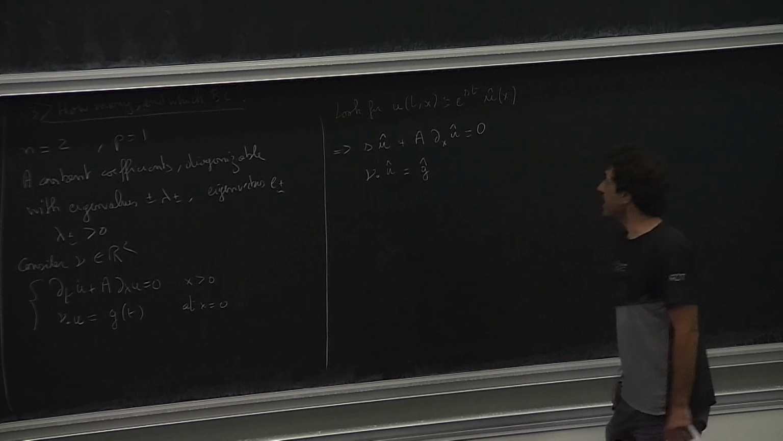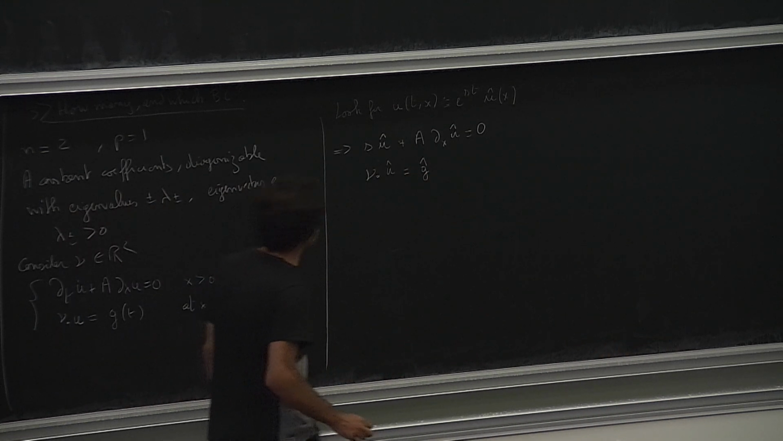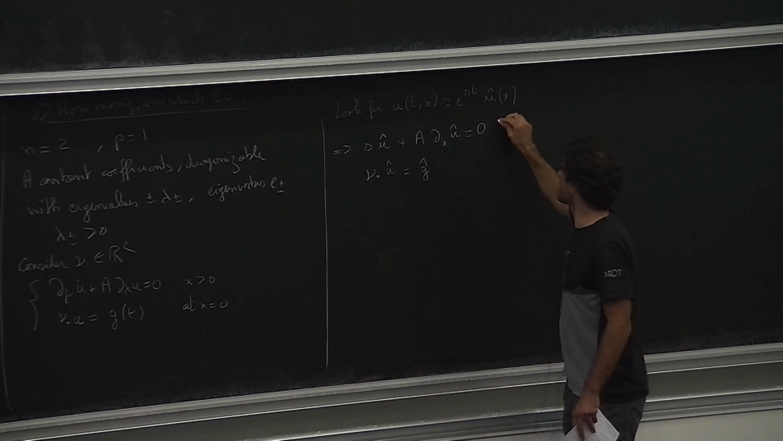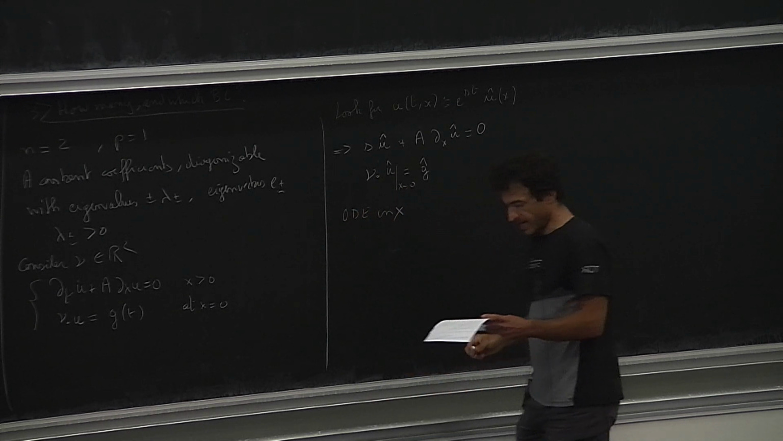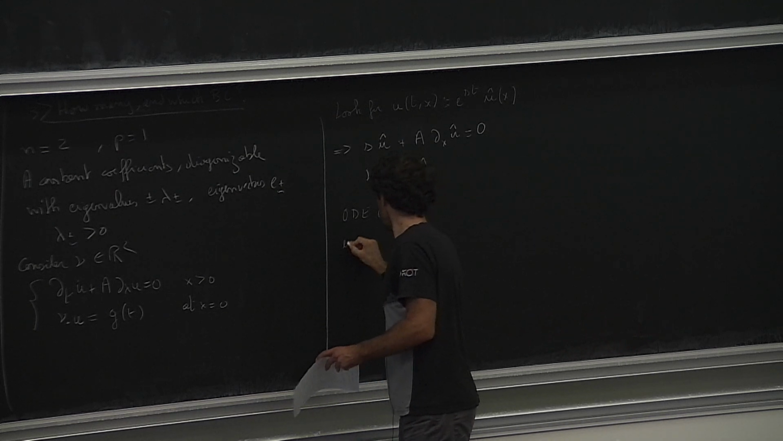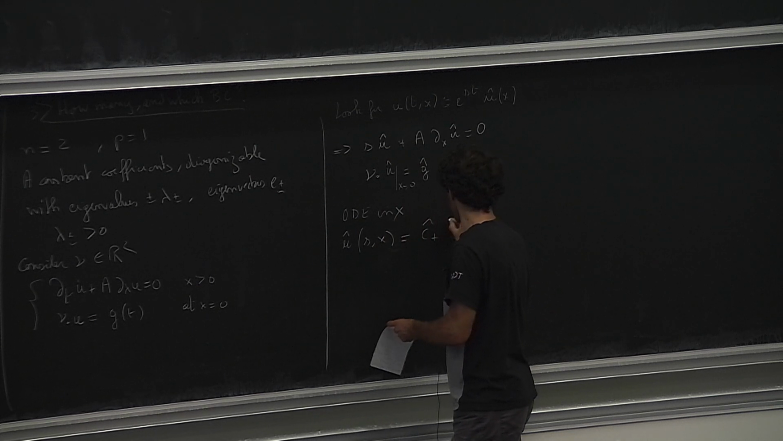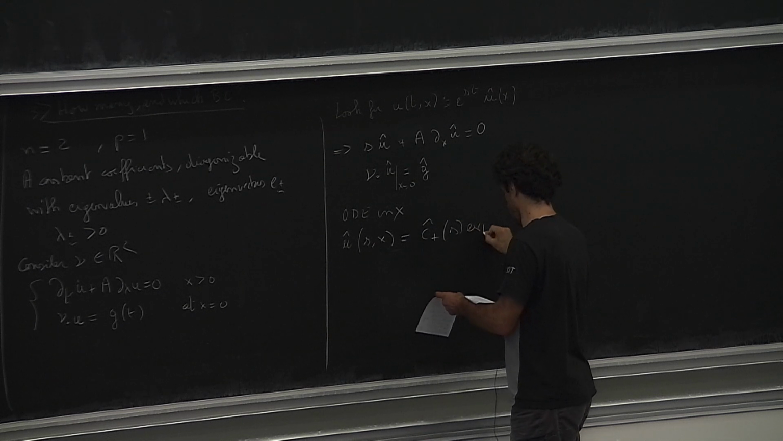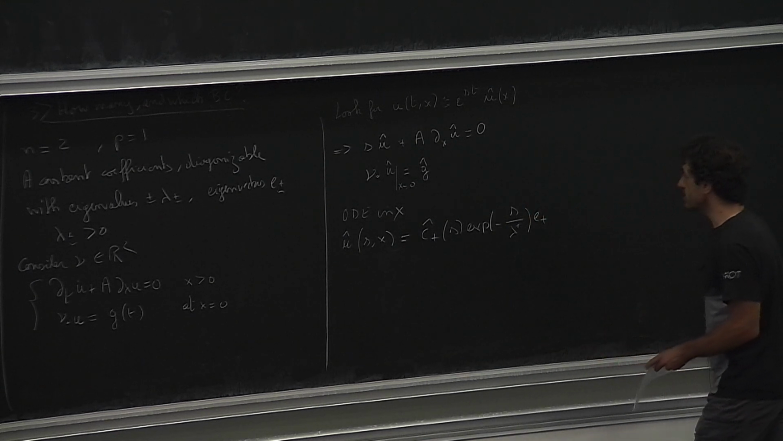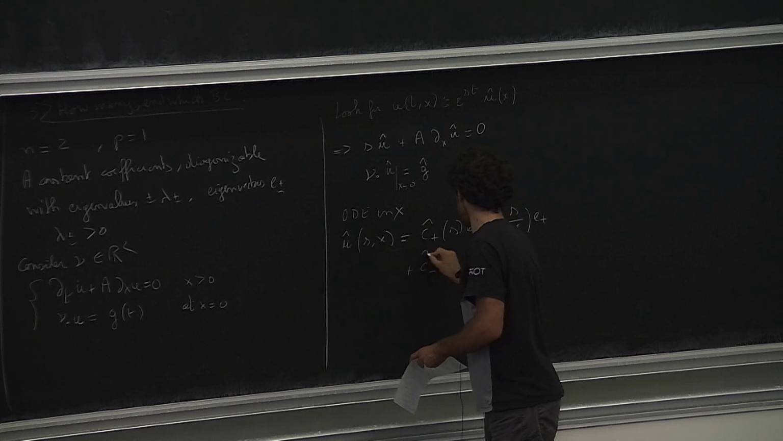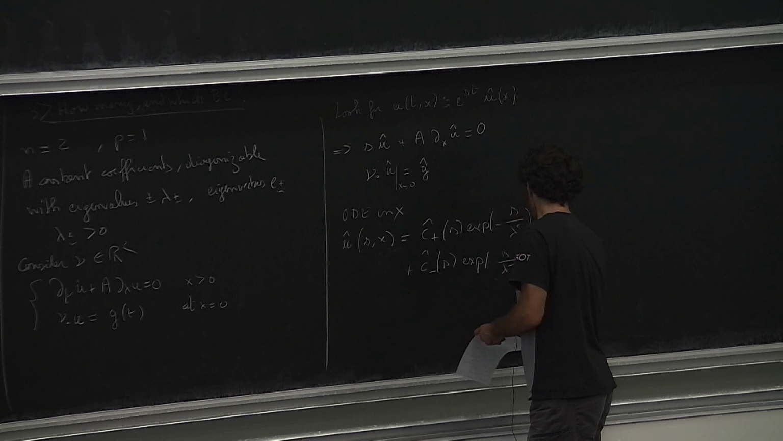And since my matrix is diagonalizable, this is an ODE in x, and I have a solution for this, which is u hat of s and x is some coefficients that I will write C plus of s exponential minus s x over lambda plus times the eigenvector E plus, plus C minus of s exponential plus s x over lambda minus E minus.